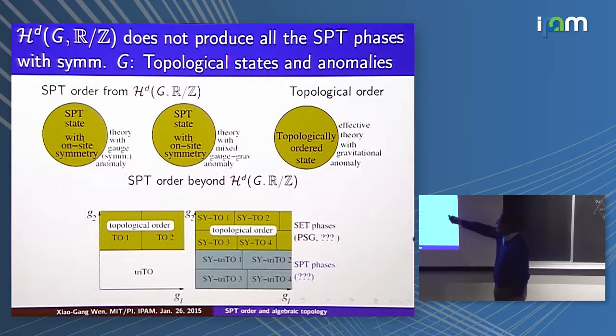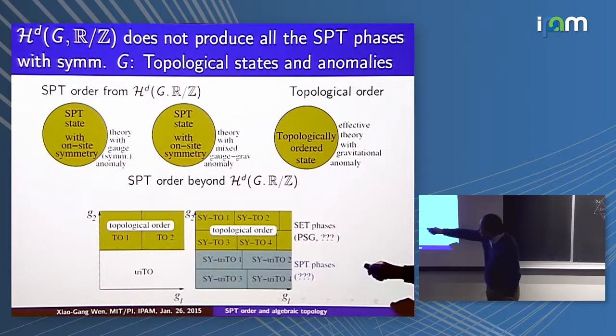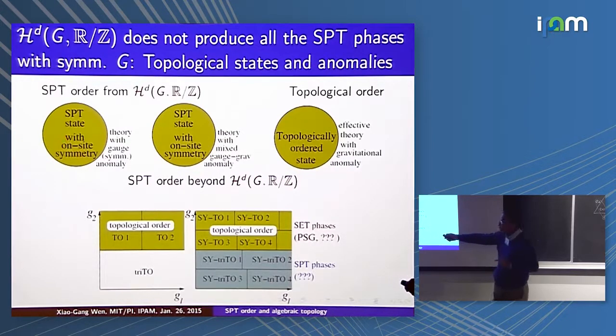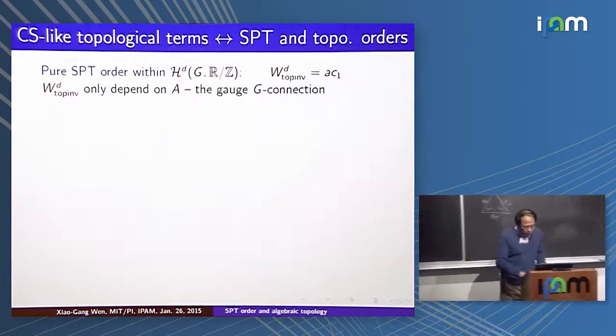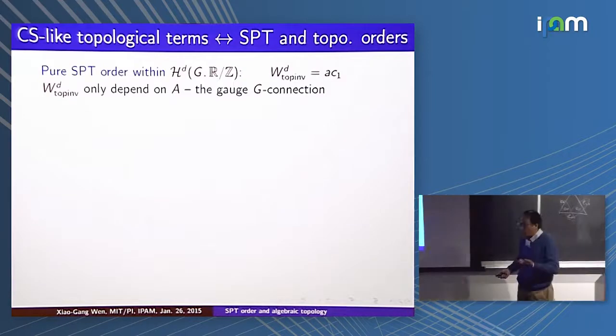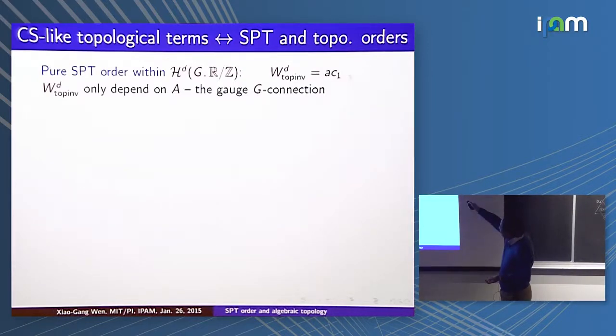So actually, this group cohomology theory only describes the pure gauge anomaly, the SPT phase with pure gauge anomaly. What's missing is the SPT phase with a mixed gauge-gravity anomaly. So one needs to generalize this to get a more general SPT phase with a mixed gauge-gravity anomaly. But what is a mixed gauge-gravity anomaly? Well, it's pretty simple. For the pure gauge anomaly, the topological invariant is a pure Chern-Simons term like that.